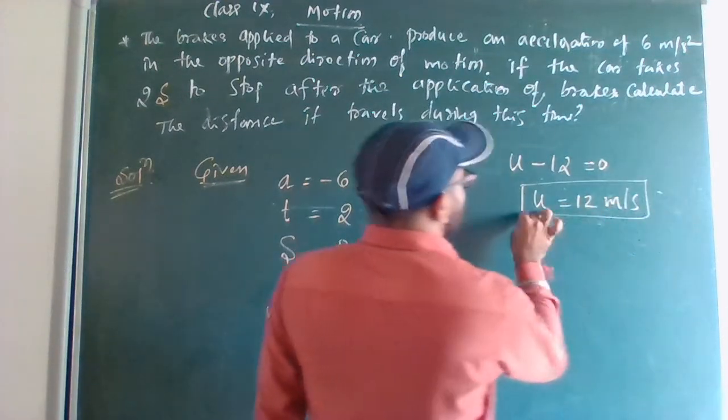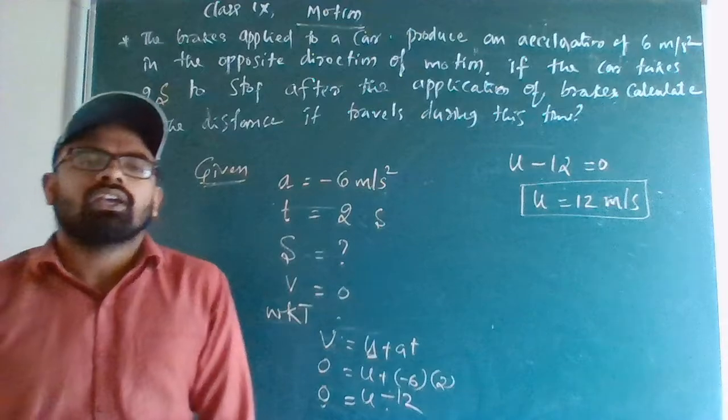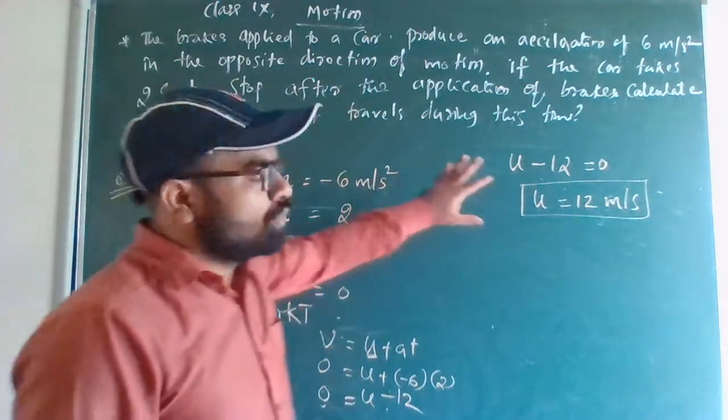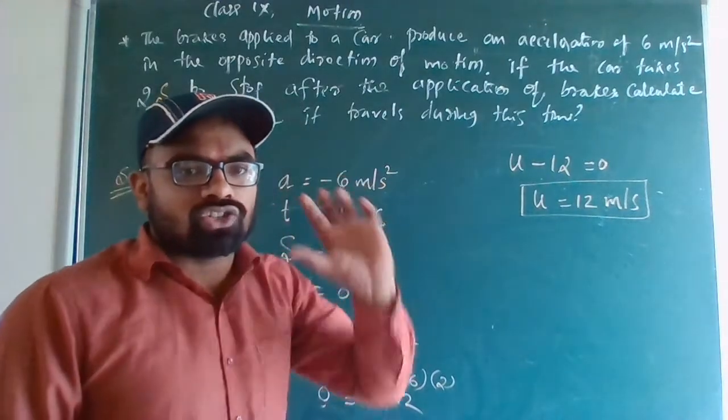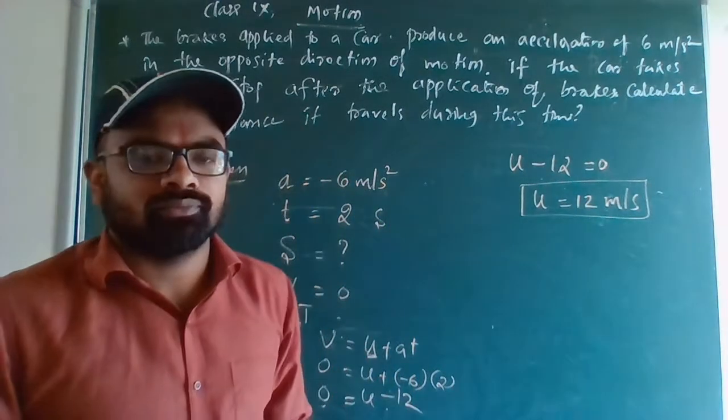So we got u now. U means initial velocity. We found the initial velocity of the car.